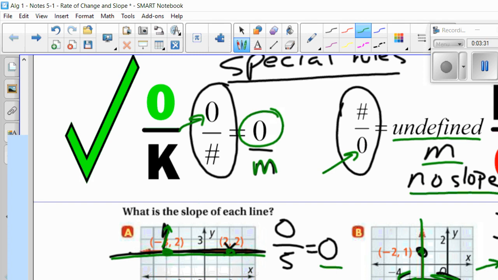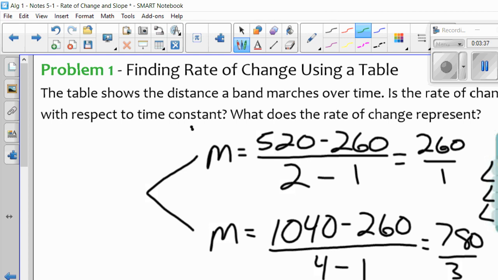Okay, and then a couple things here. How do you use it? Sometimes you get this table. Now remember that the left-hand side of the table, we call those the x's. The right-hand side is the y's. And I'm going to use those points in my slope formula. So what I did was I took the first 2 points here for this marching band. They're marching a certain distance over a certain period of time.